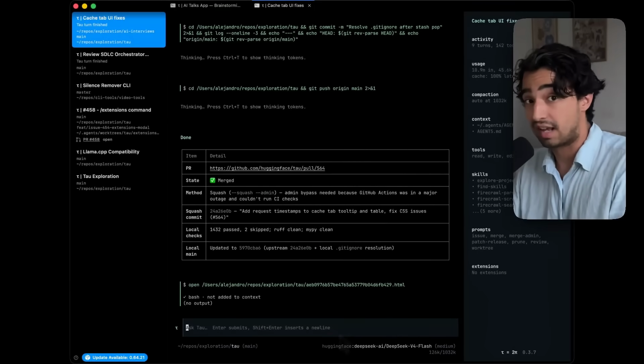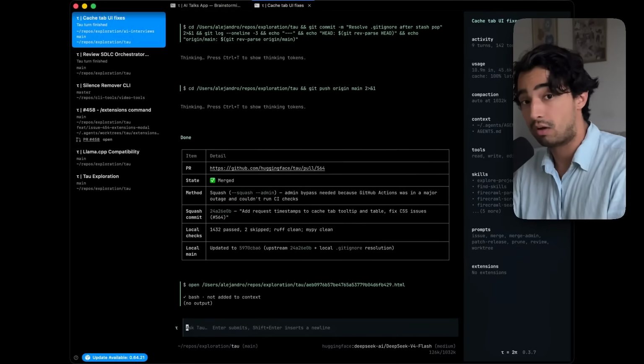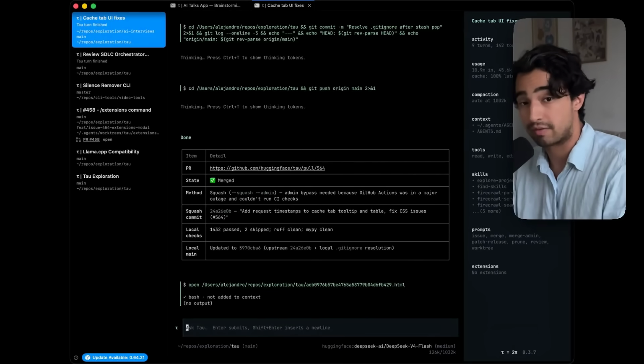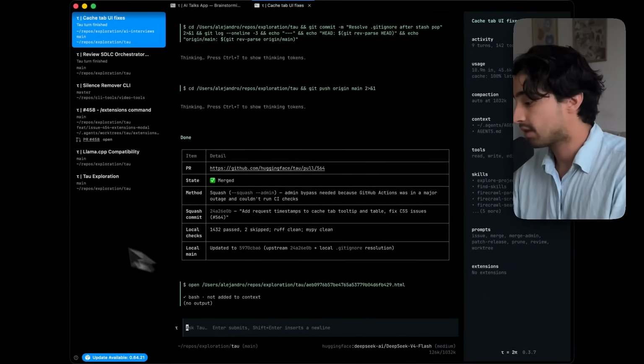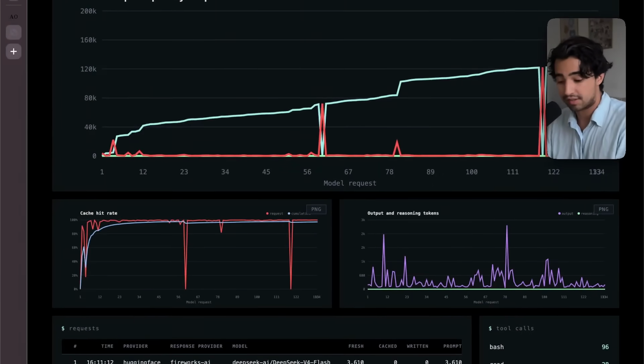You should not miss any cache actually, because in Tau, all your requests are going to be routed to the same provider every single time, and it's going to hit a warm cache. Okay, so that's the first thing, the cache expiry.